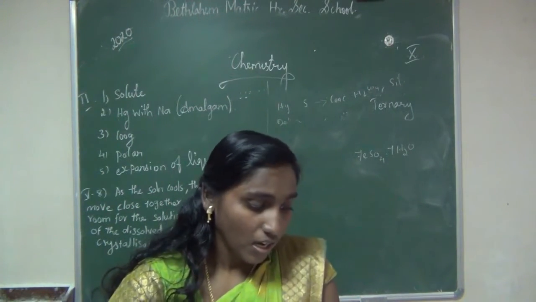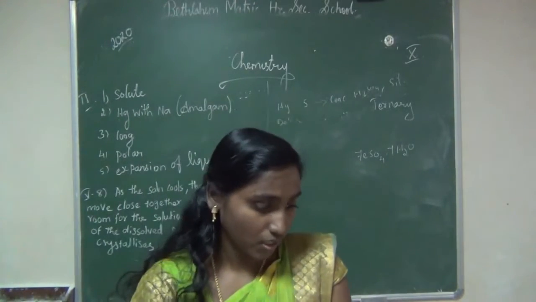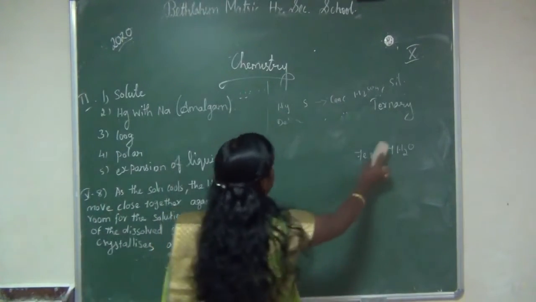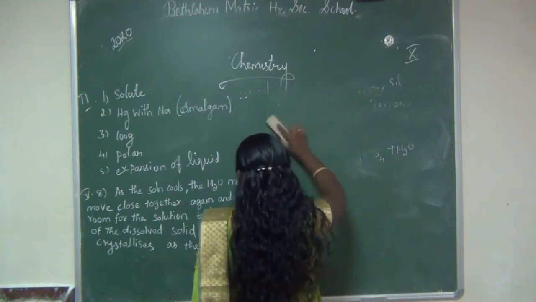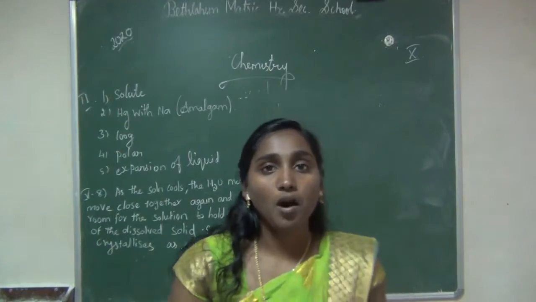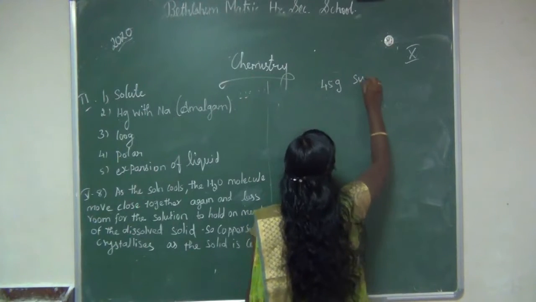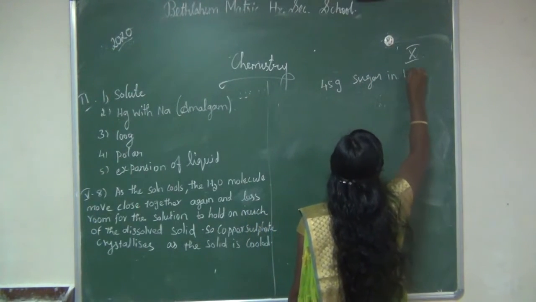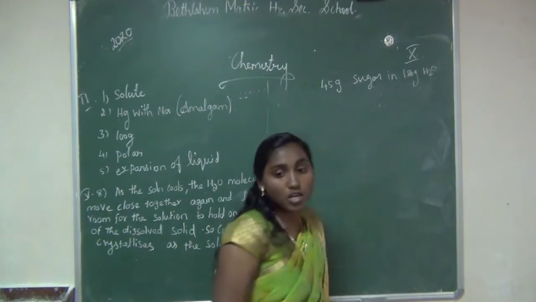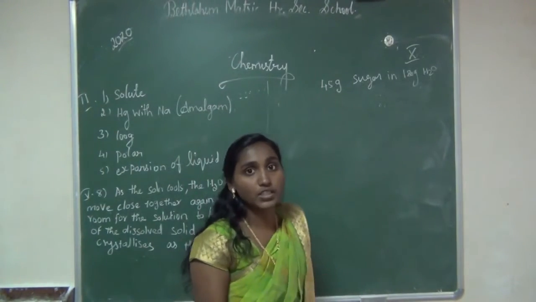The next question, hygroscopic substance and deliquescent substance difference, we marked already. Then the fifth one, a problem. A solution is prepared by dissolving 45 gram of sugar in 180 gram of water. Find out the mass percentage of the solute. The solute mass percentage we need to calculate.